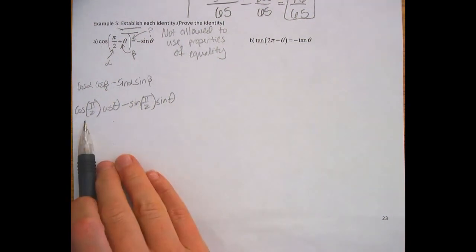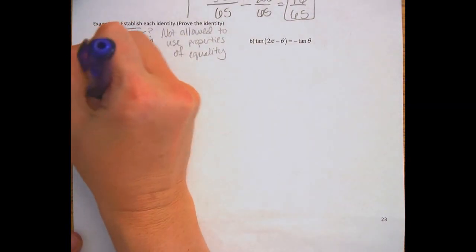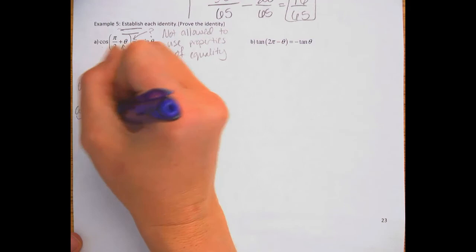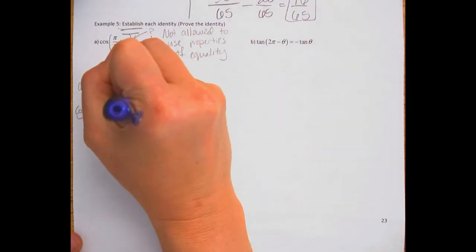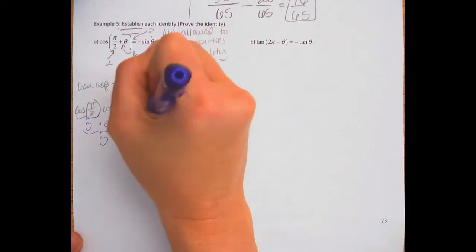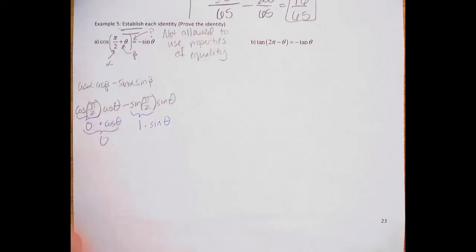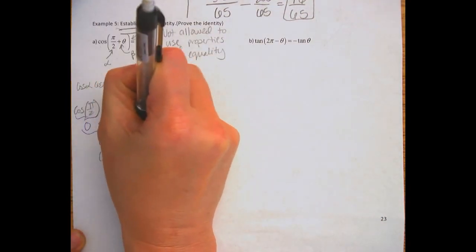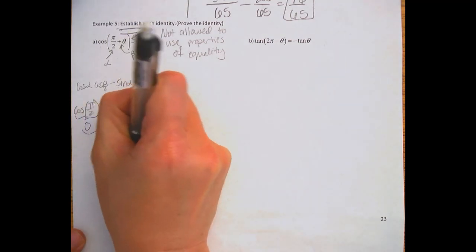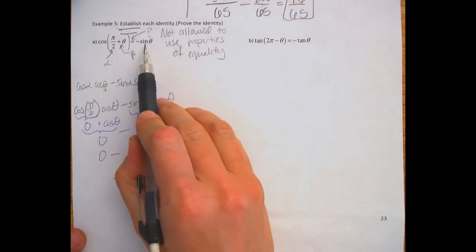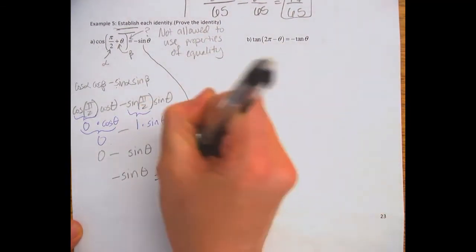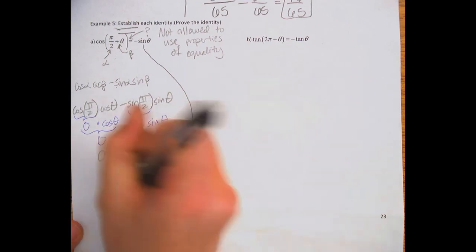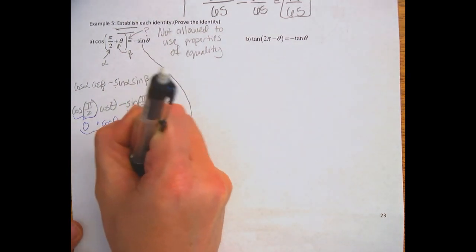Now, cosine of pi/2, if you recall, is 0. And 0 times anything is 0. Whereas sine of pi/2 was 1. And so it's 1 times sine theta. So I get 0 minus sine theta. And as we know, that is in fact equal to negative sine theta, which was the other side of the equal sign. So I bring it down. I check off my equal sign. I show that it is in fact equal. And my proof is done.